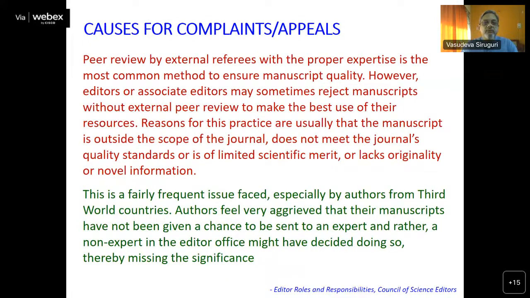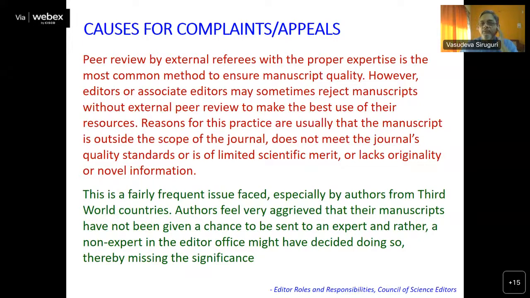Now, what are the causes for this? Typical causes for complaints and appeals? See, peer review by external referees with proper expertise is the most common method to ensure quality. That means whenever you submit a manuscript, it is expected that it will be reviewed by external referees who are proper experts in that area of research. But this is where problems creep in.